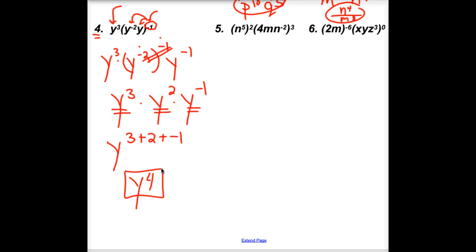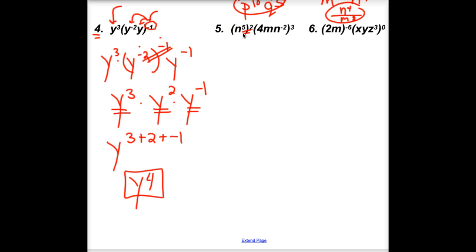Number 5. Now lots of things going on with number 5. If you can do number 5, you've pretty much got most of these kind of under your belt. I would suggest you pause the video, kind of test yourself on whether you can do number 5 correctly. So pause it right now, go do it, then play the video again while I work it out. Alright, so here we go.